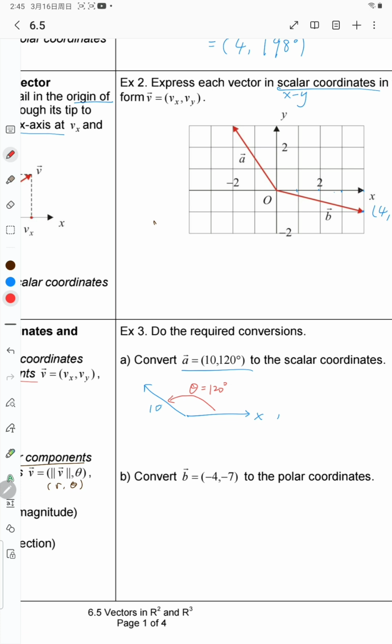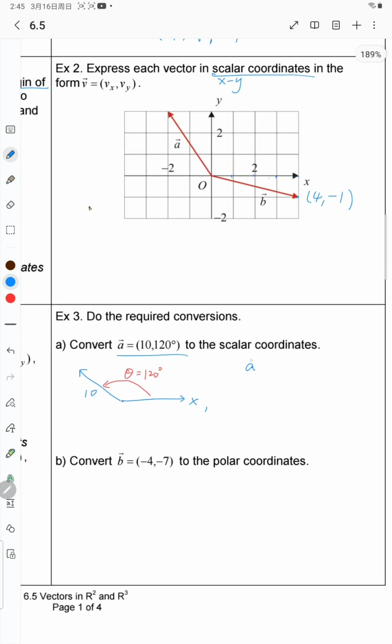Because cosine, as you can see, cosine 120 is going to be a negative number, right? And then here, so 10 at 120 degrees, this is polar, and then the scalar coordinates are just going to be 10 times cosine 120 degrees, and 10 times sine, right?